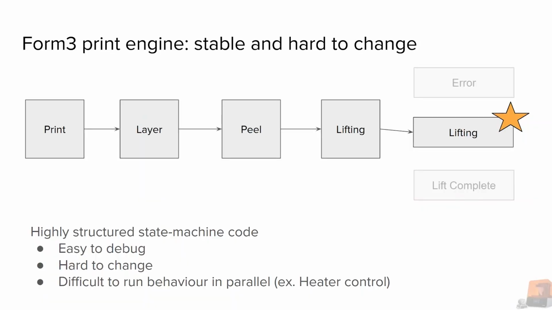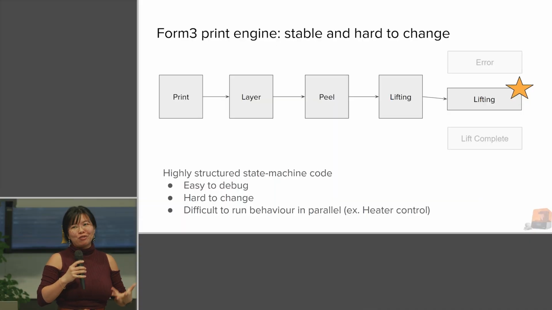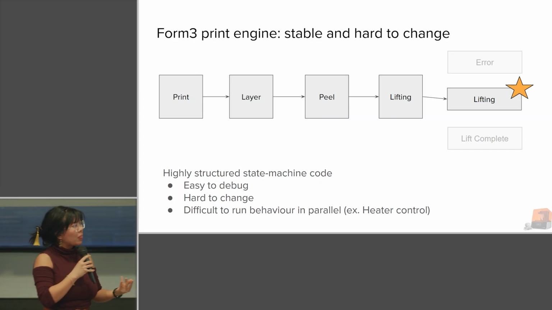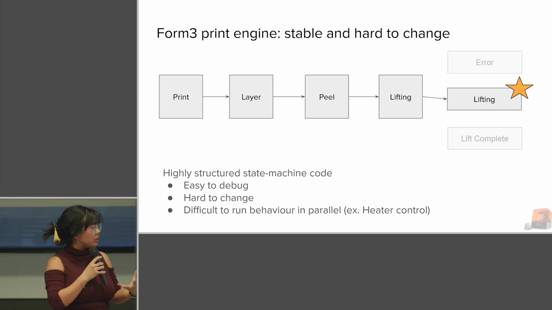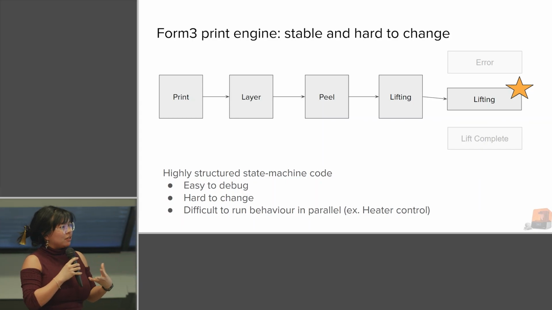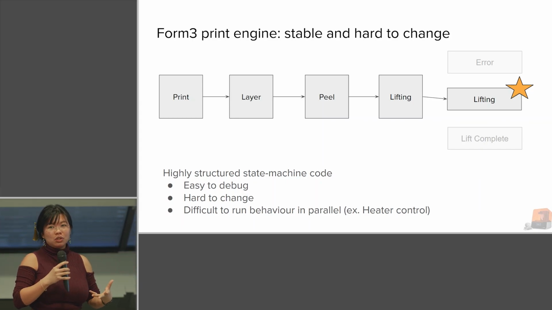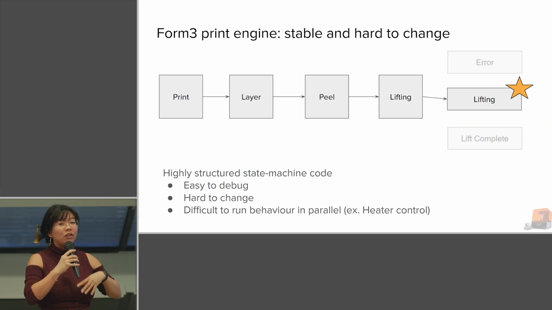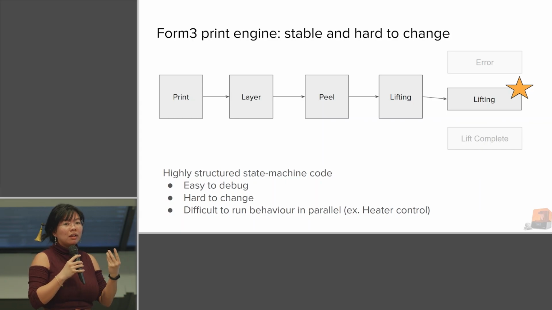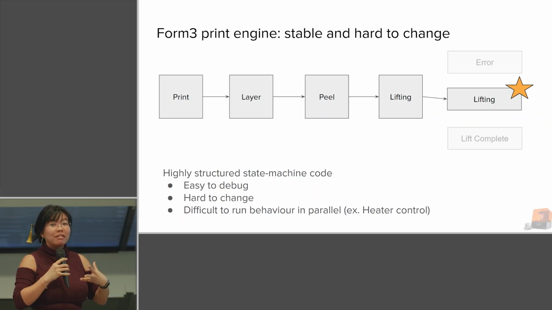So before we get into Form 4, let's talk a little bit about what we did on Form 3 and what we really wanted to reset when we wrote our new stack from the ground up. So the Form 3 was basically using a state machine for all of the machine execution code. And this was great in many ways. It was always very easy to tell what your printer was doing.